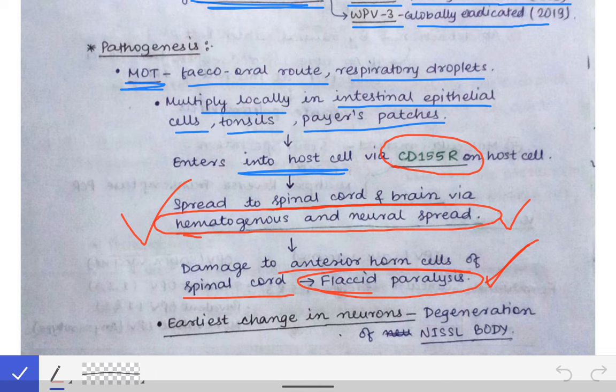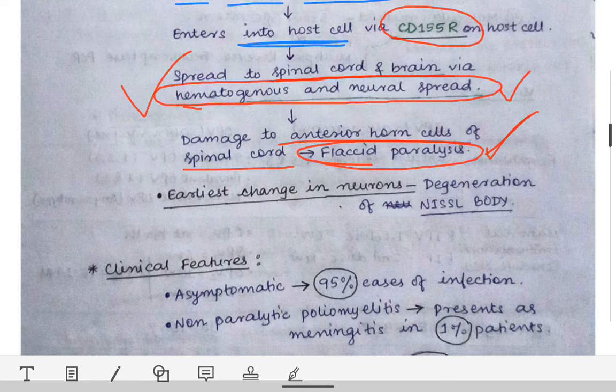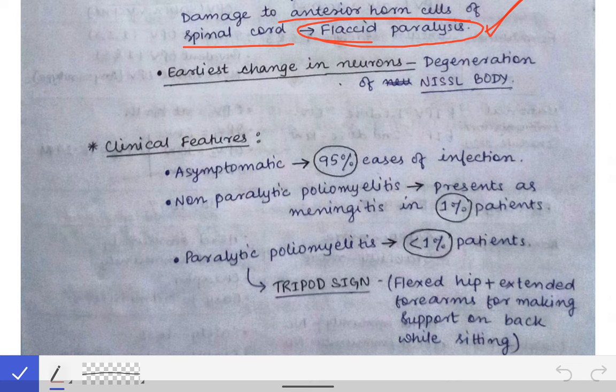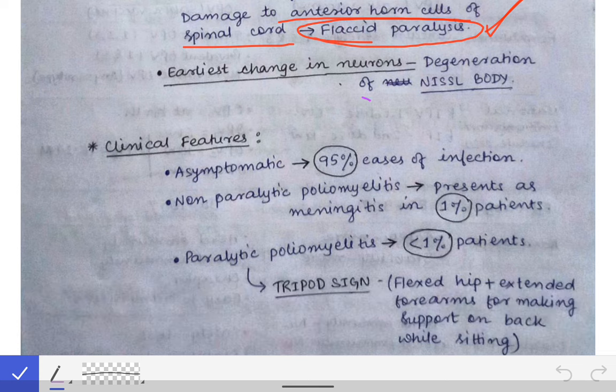Now sometimes it is asked, what change in the neuron is seen earliest of all? The earliest change that we see in the neurons is the degeneration of the Nissl bodies. Degeneration of the Nissl bodies is seen earliest of all after poliovirus infection. That is the earliest change in the neurons.